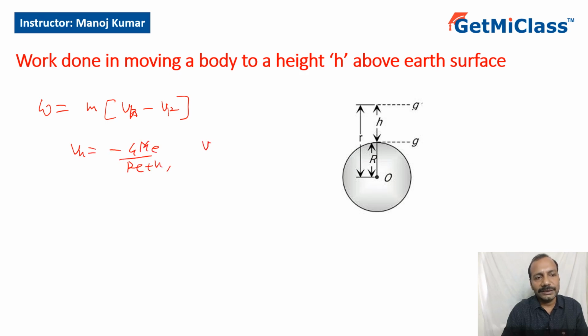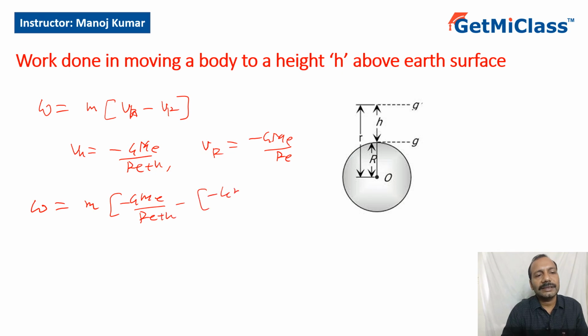And what is potential on the surface of Earth? It is minus GMe by Re. So work done can be given as, if m is the mass, m into minus GMe by Re plus h minus of minus GMe by Re. So that would give me m into GMe, I'll take it out, I'll be left with 1 by Re minus 1 by Re plus h. This is the work required.